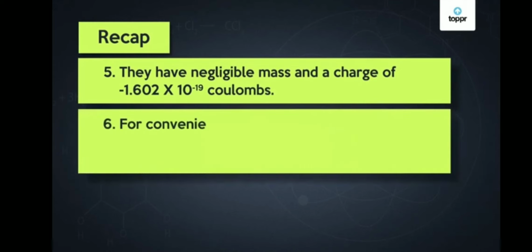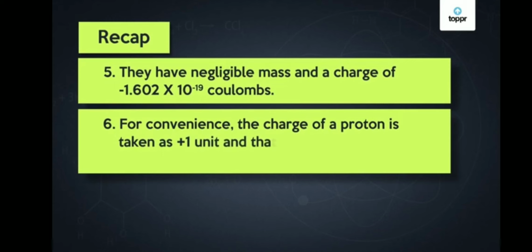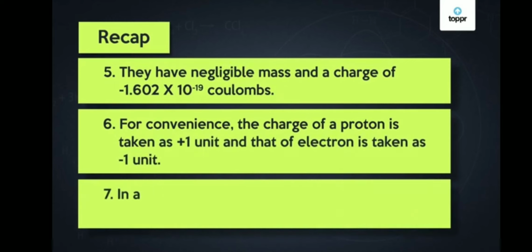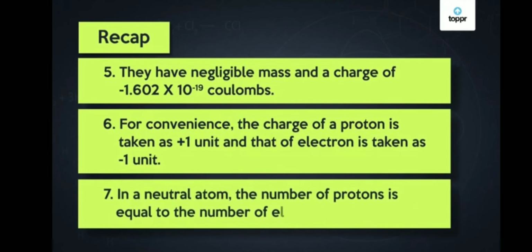For convenience, the charge of a proton is taken as plus 1 unit and that of electron is taken as minus 1 unit. In a neutral atom, the number of protons is equal to the number of electrons.